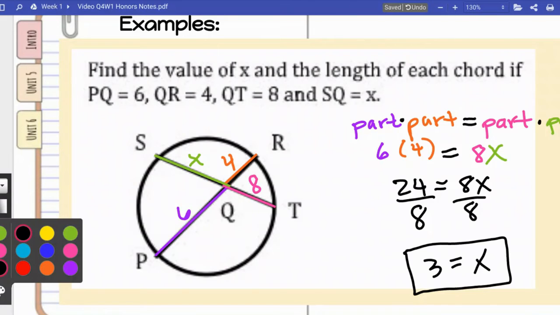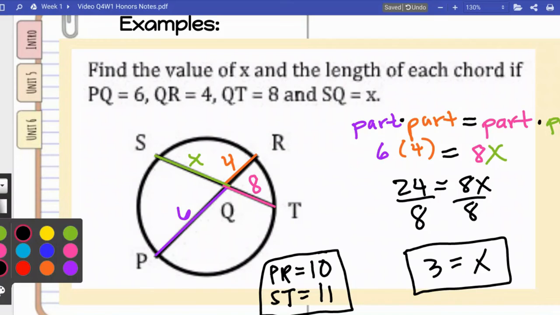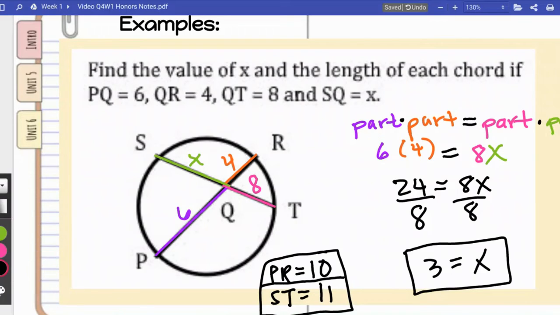So how long is P to R? 6 plus 4 is 10. How long is S to T? 3 plus 8, which is 11. Notice how they're not the same length, but the product of their parts are what is congruent.